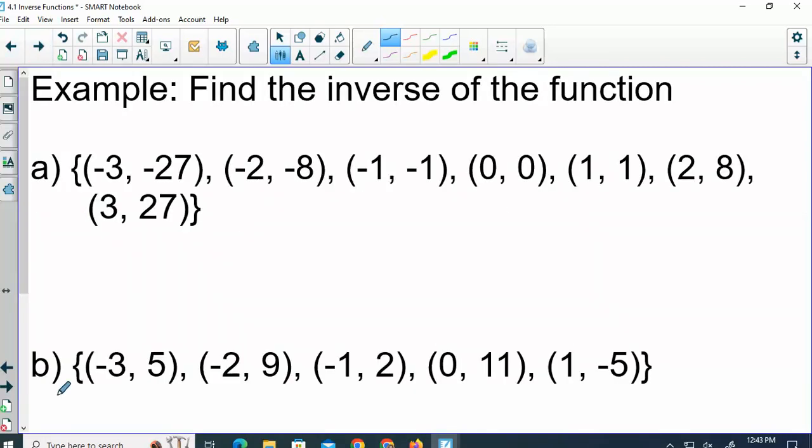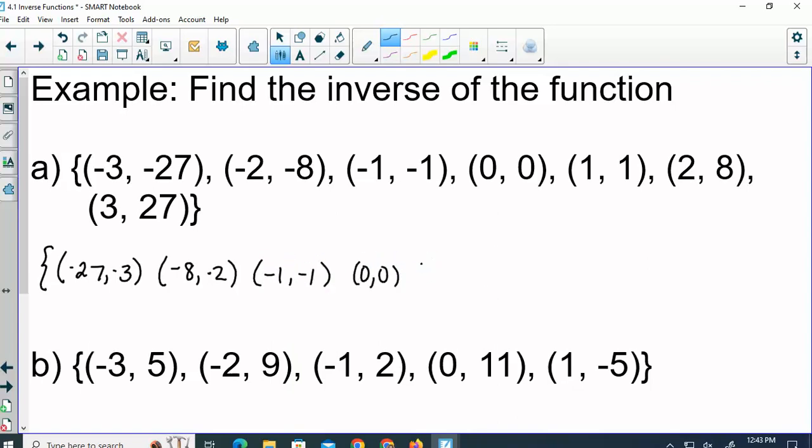So we'll start out with just ordered pairs. If I want the inverse of these, all we have to do is go through and flip the orders of these ordered pairs. So the first point would become -27, -3. We're not changing the sign, just the order. Next one, -8, -2. -1, -1. 0, 0. 1, 1. 8, 2. And 27, 3. So we just flip x and y for each ordered pair.